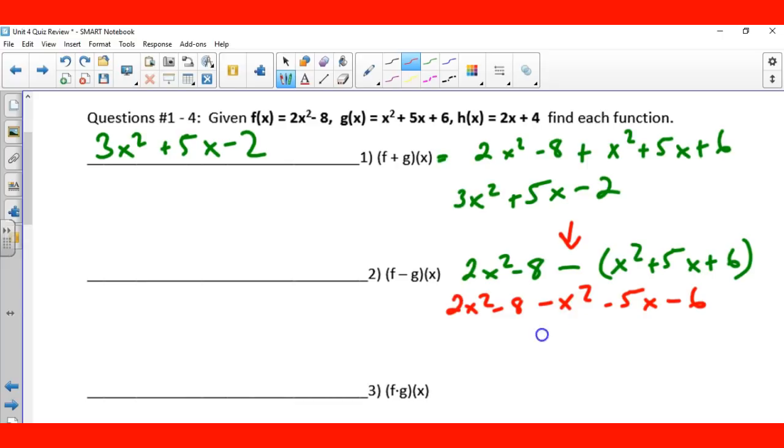From there, combine like terms. 2x squared minus x squared is 1x squared, minus 5x. And we have negative 8 minus 6, that's going to be negative 14.